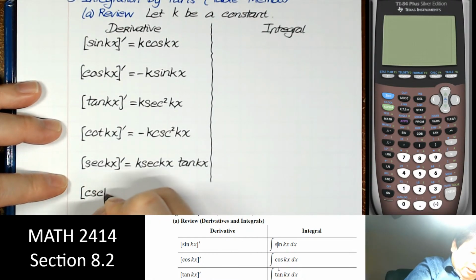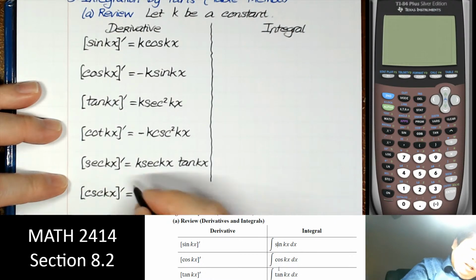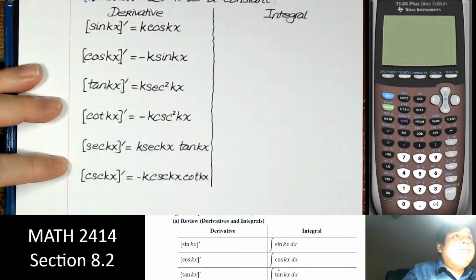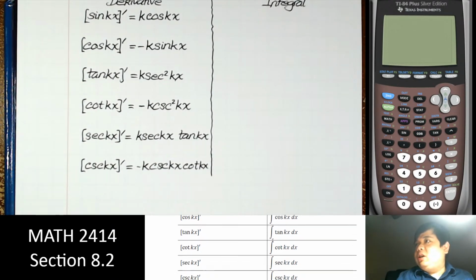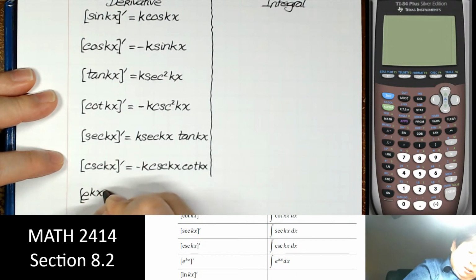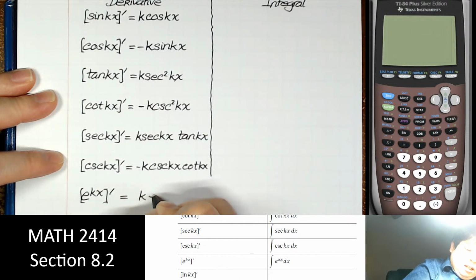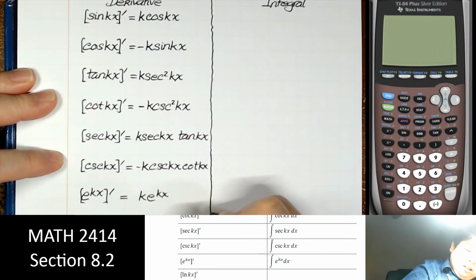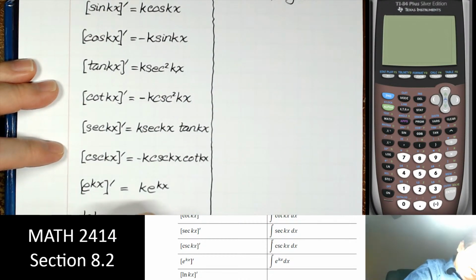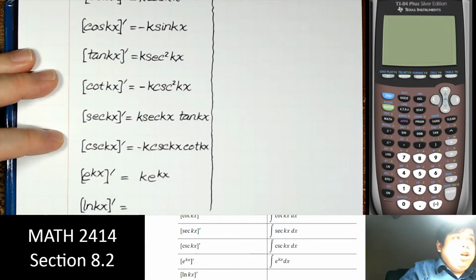Cosecant is negative cosecant cotangent kx, and I think we have e to the kx. Yes, so e to the kx is k e to the kx, and the last one, ln of kx. And this one is a little special.